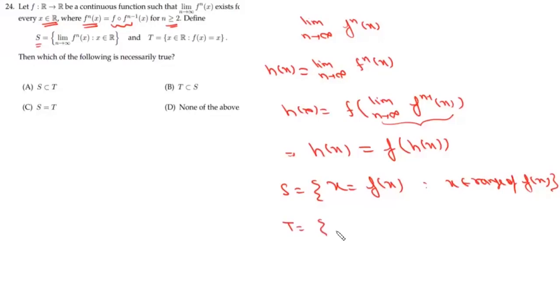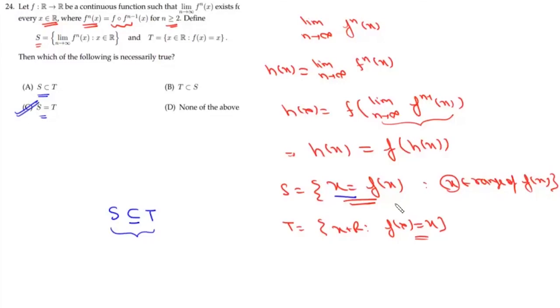Now the set T is given as x belongs to R and f(x) equals x. Now both these sets look equal, but then here the crucial information is that S is when x lies in the range of f(x). So essentially this S has to be a subset of T. So the answer to this question should have been S is a subset of T. ISI has given the answer as C, which is S equals T, considering x equals f(x) as same for both the functions. But then it is entirely up to the interpretation.